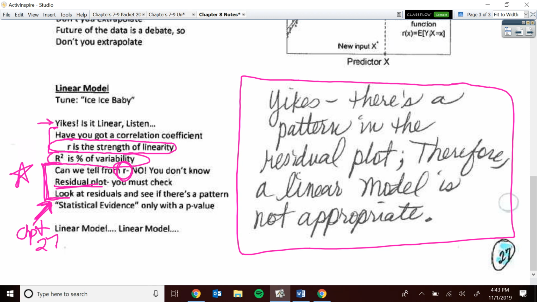Linear model. Yikes, is it linear? Listen, have you got a correlation coefficient? R is the strength of linearity. R squared is percent of variability. Can we tell from R?